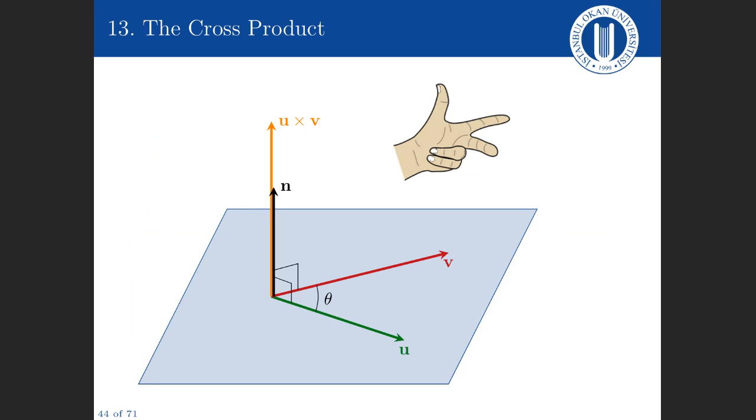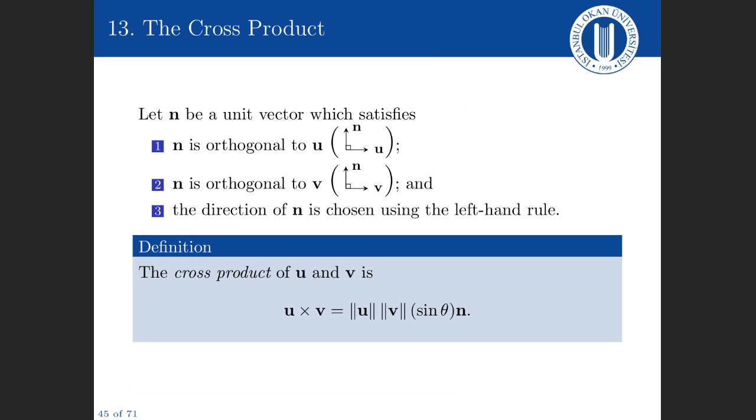Go back to the picture. Use our left hand, always our left hand. u on the second finger, v on the first finger, n on the thumb. These angles must be 90 degrees. And then our thumb tells us the direction of the vector n. And then we're ready to define the cross product of u and v.